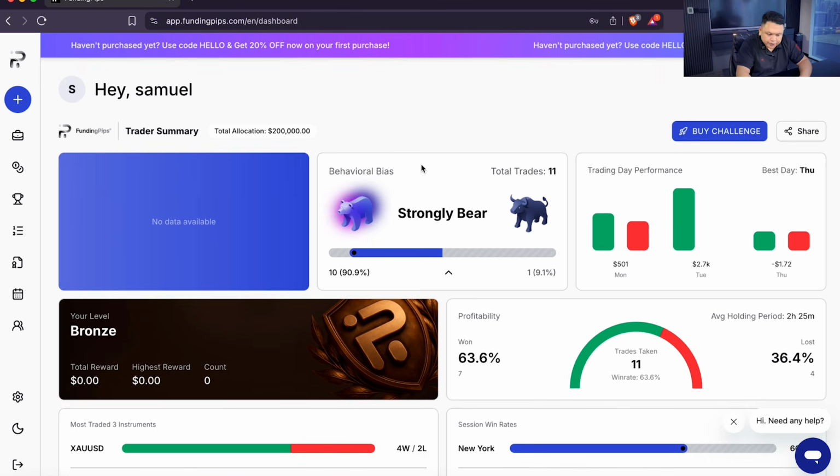Are you a bearish trader? Are you a bullish trader? What's your favorite? What do you favor?